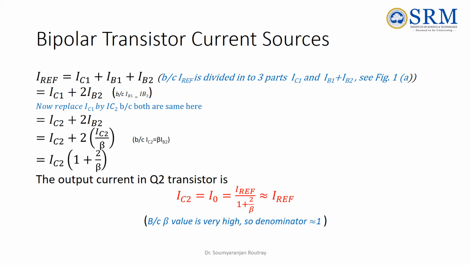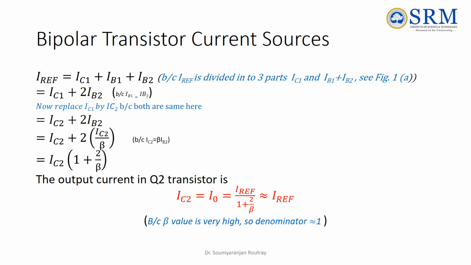So previously we established the relation IC1 is the same as IC2 because IB1 is the same as IB2. So IC2 plus 2 into IB2, as it is, we will bring to the next step. IC2 plus, in place of IB2 we can write IC2 by beta. The relation comes from the basic equation of the BJT. The equation is IC is equal to beta into IB. Hence we can write IB is equal to IC by beta. So take common IC2, we can write 1 plus 2 by beta.